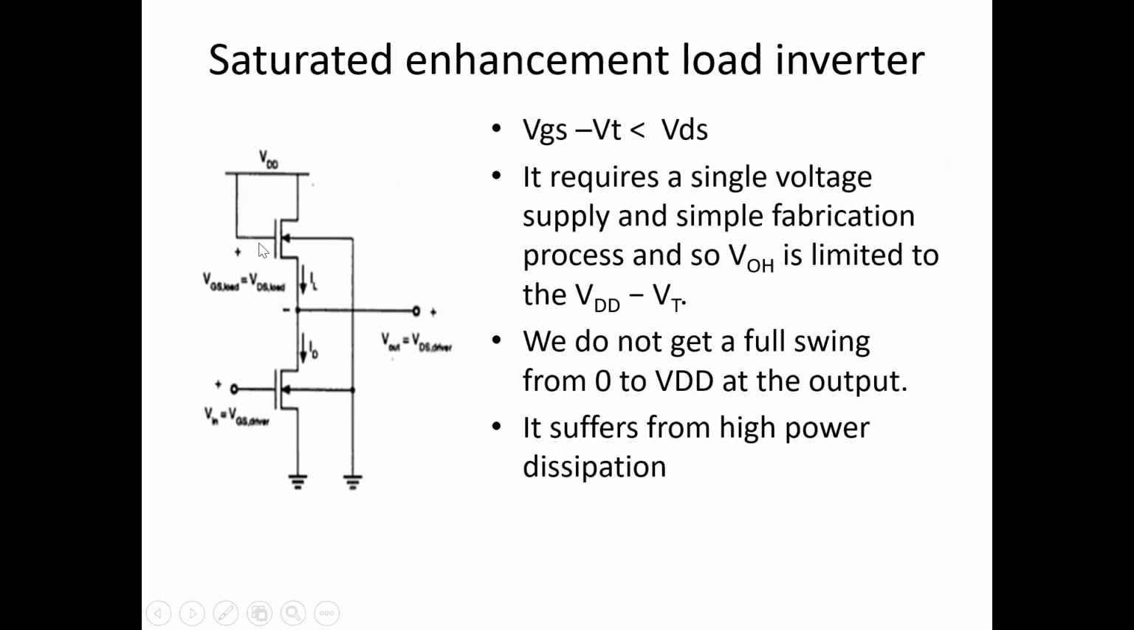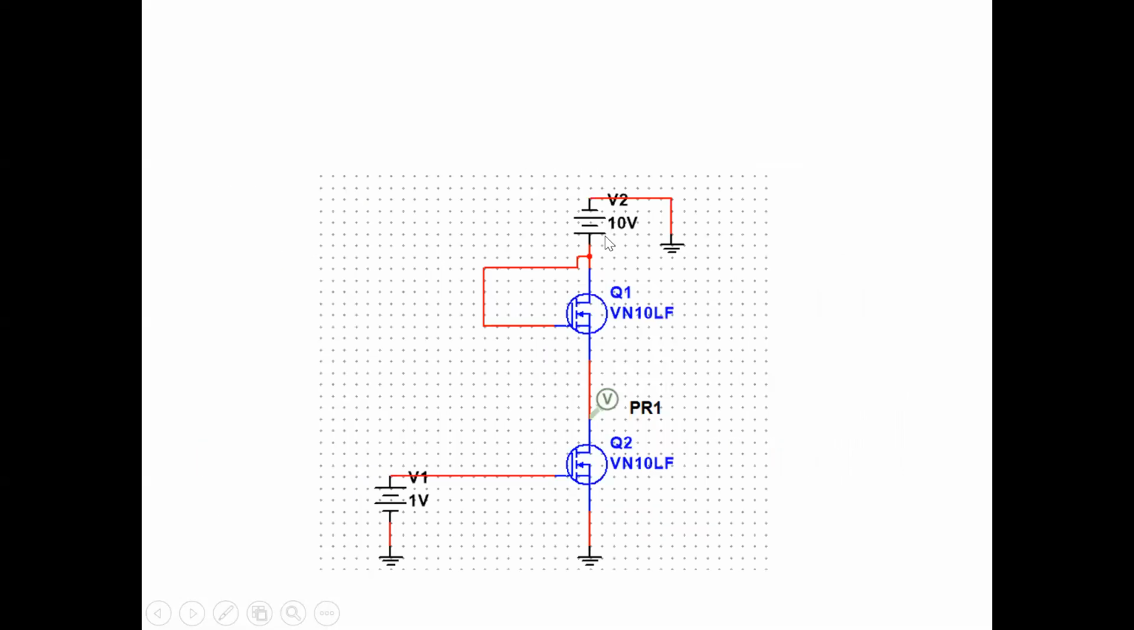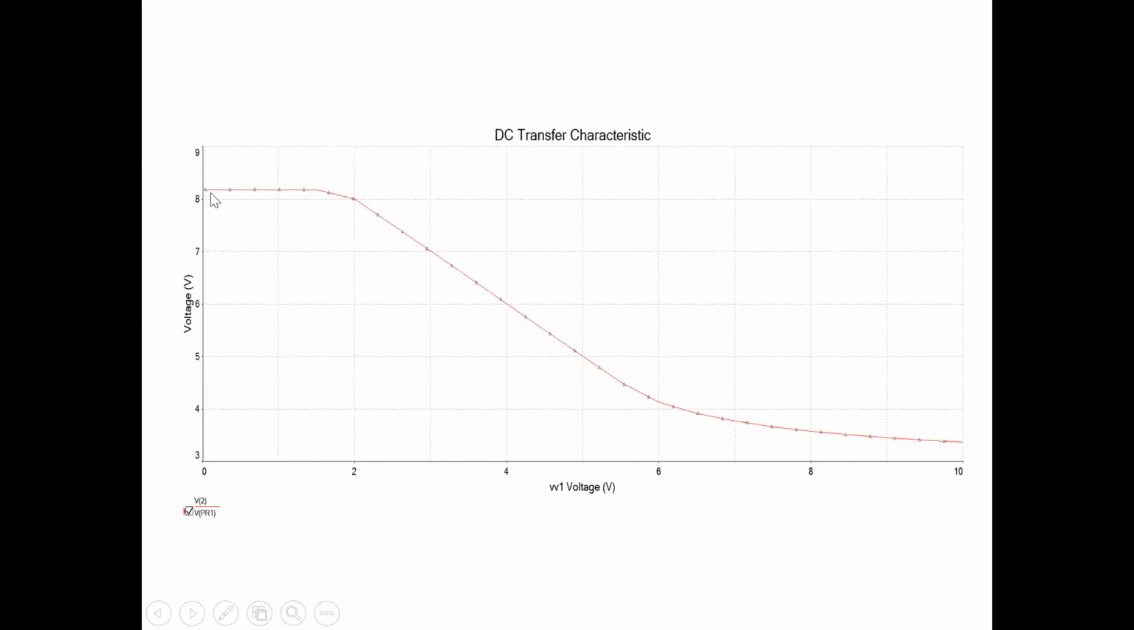So what will be VGS minus VT? It will be less. This VDS will be more. The output voltage will be, since we have connected the drain to VDD, so obviously this device is in saturation. When we look at the transfer characteristics of this, though we have given an input voltage of 10 here, the output doesn't reach 10, nor does it reach 0. See, it is around 3. So we don't get a full output voltage.